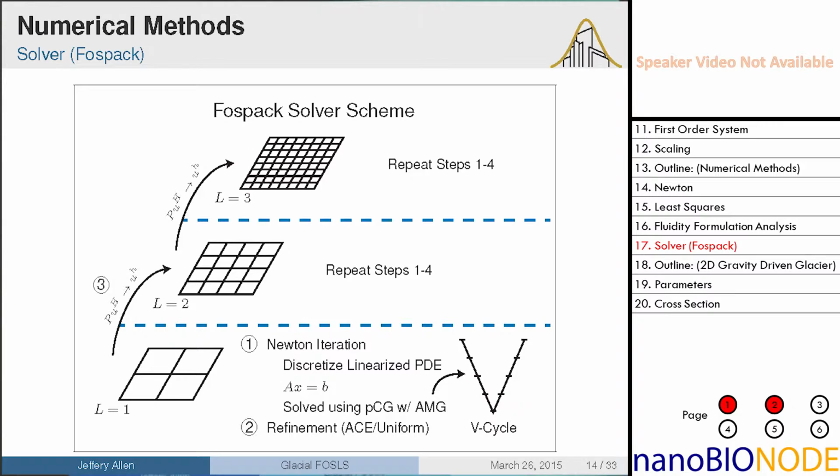Newton iterations, we discretize the linearized PDE, and then we solve using preconditioned CG, which is preconditioned with AMG. Then after we've iterated enough to be satisfied with the result, we refine the grid and interpolate up. Now, I've shown here uniform interpolation, but we can very easily just use an adaptive mesh refinement.